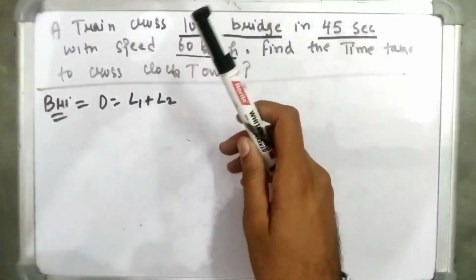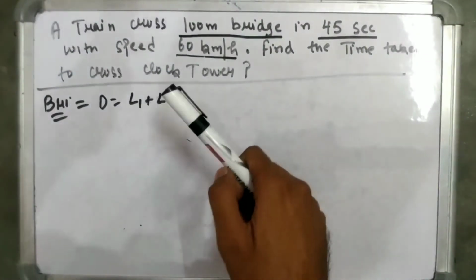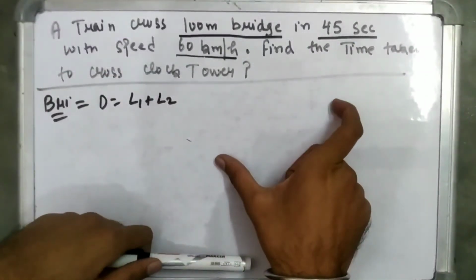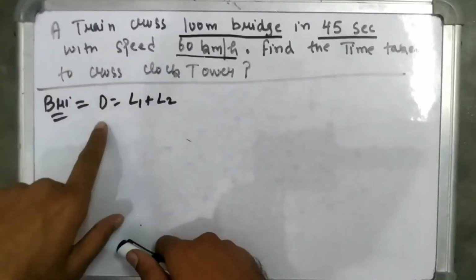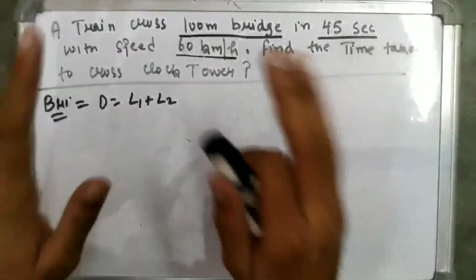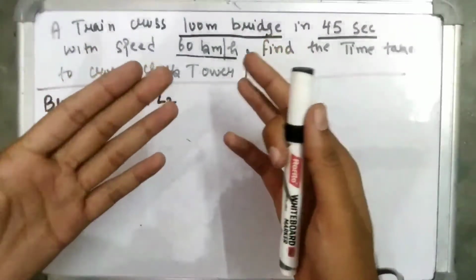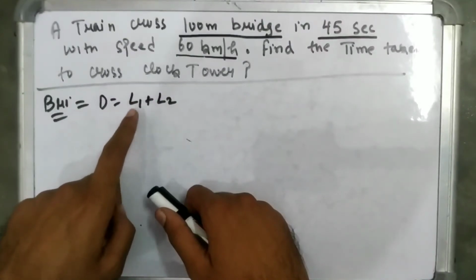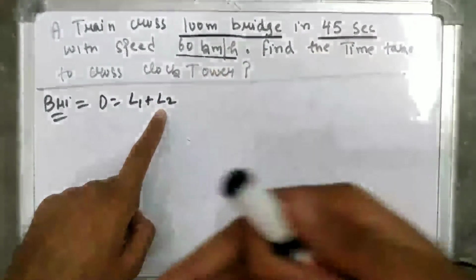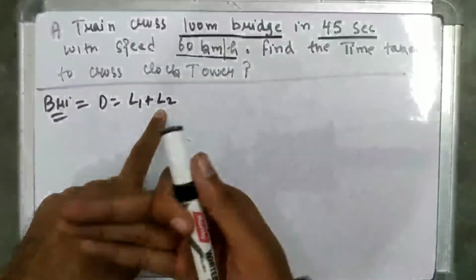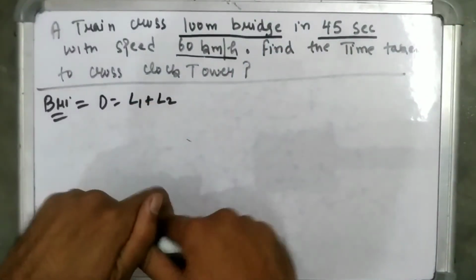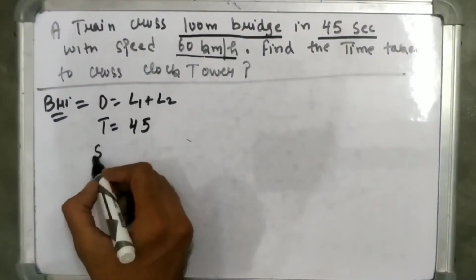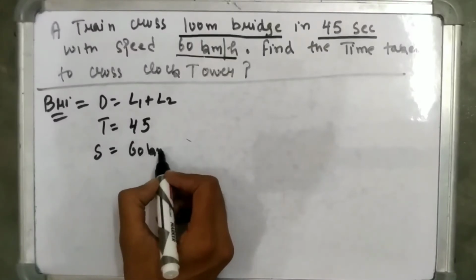First of all, this thing should come to your mind: when the word bridge comes, a bridge means a long object. A long object means the distance is L1 plus L2. Please take the assumption that L1 is always the length of the train and L2 is the length of the second object, either a bridge, which in our case it is. And the time here is 45 seconds and the speed is 60 kilometer per hour.